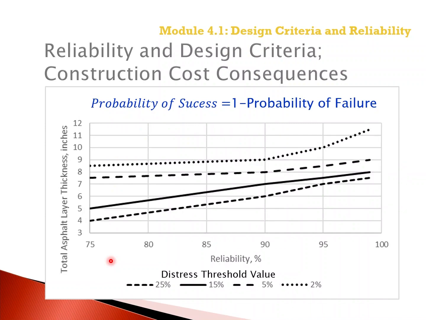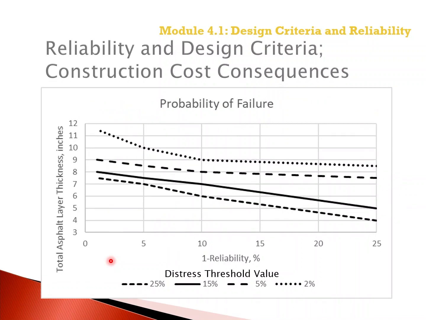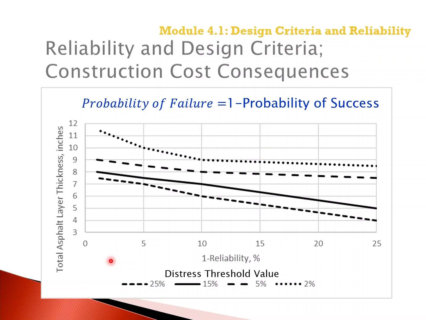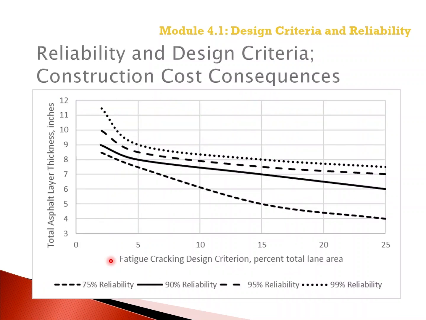Previous slide, probability of success. This slide, plotted as probability of failure. That's basically the only difference. And again, probability of failure is 1 minus the probability of success.